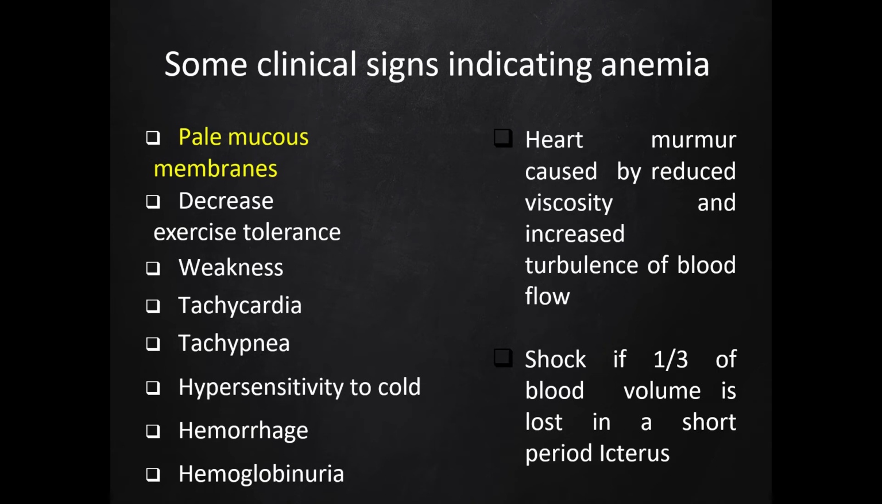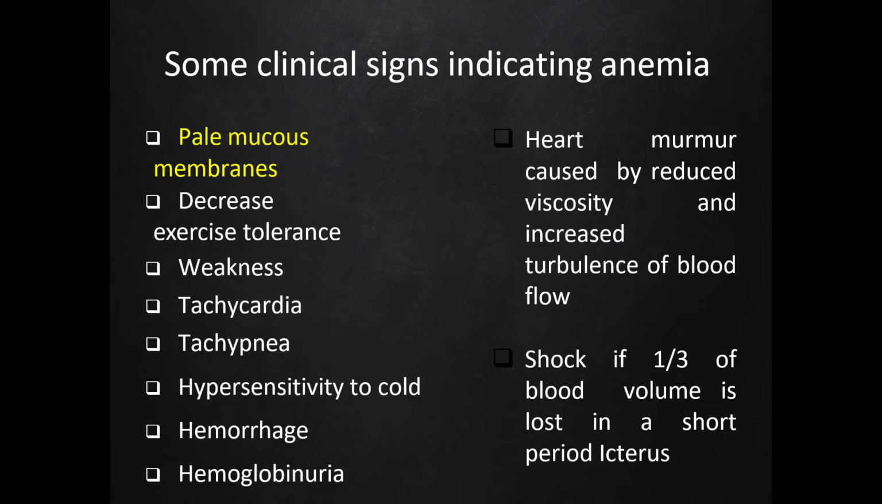So when there is anemia, there are fewer red blood cells. We have plasma and red blood cells, and in anemia there is a reduced number of red blood cells. Meaning, if there is a reduced number of red blood cells, the viscosity of blood is reduced, and there is increased turbulence of blood flow. If there is increased turbulence of blood flow, a heart murmur could happen. That's why there is tachycardia and tachypnea.